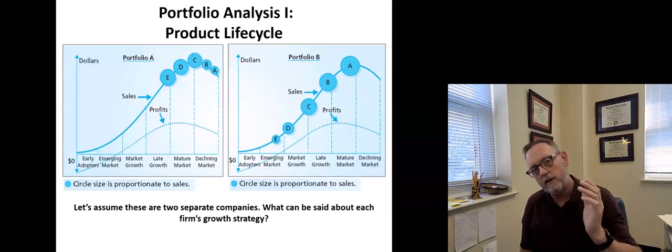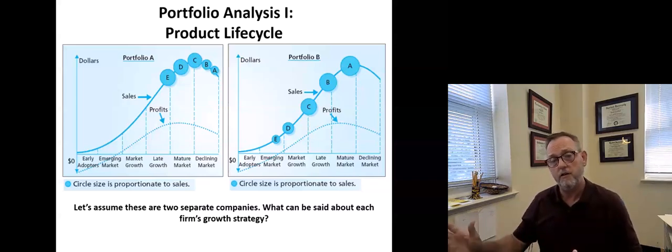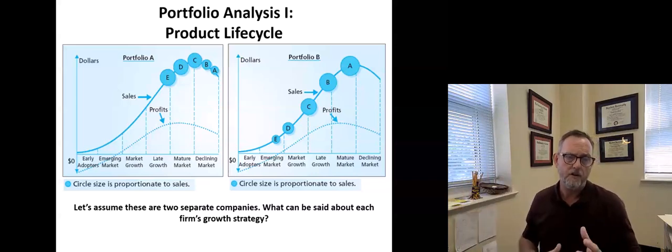The portfolio on the right is a more balanced approach. It's a more balanced portfolio where you have some new products where you don't really know what they're going to do, but they show great potential. That would be product E and D. But then you have other products that are further along the product life cycle, A, B, and C, which are kind of the tried and true.